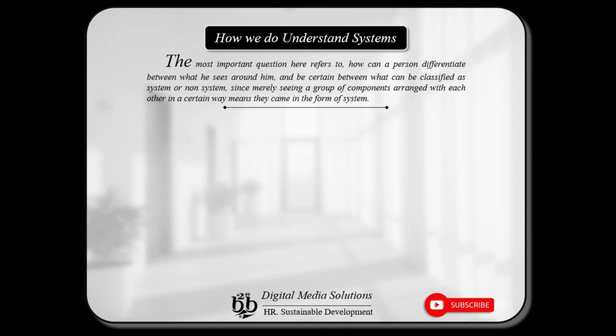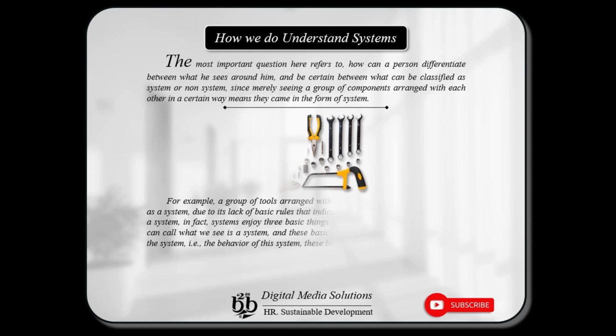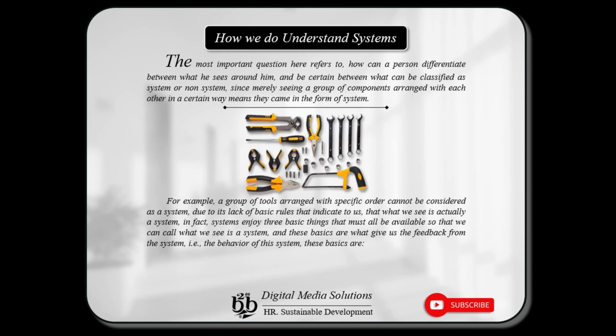The most important question here is, how can a person differentiate between what he sees around him, and be certain between what can be classified as a system or non-system? Merely seeing a group of components arranged with each other in a certain way does not mean they form a system. For example, a group of tools arranged in a specific order cannot be considered a system, due to its lack of basic rules that indicate to us that what we see is actually a system.